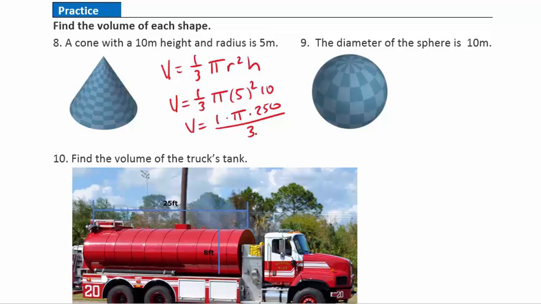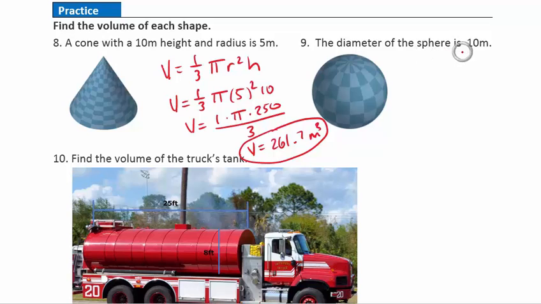So I'm going to take 3.14 times 250, get an answer, 785, divide that by 3, and I'm going to get 261.6 repeating, so I'll round that off to the tenths place, and let's say 261.7. Now I want to write my units of measure. Notice I'm given meters. We're dealing with volume, so I want to have cubic meters for my answer there.